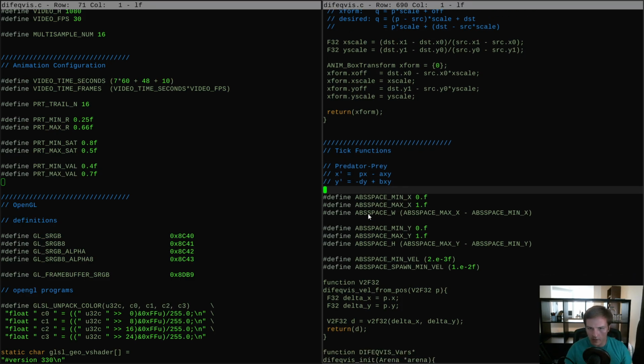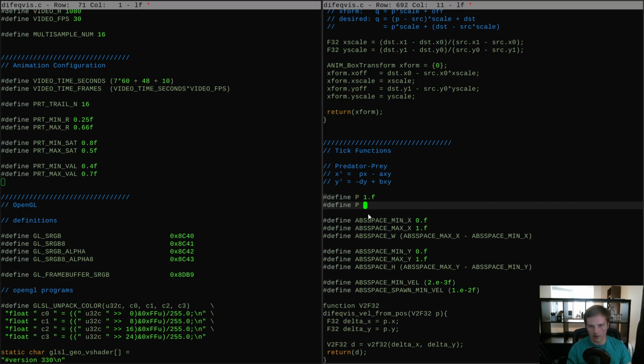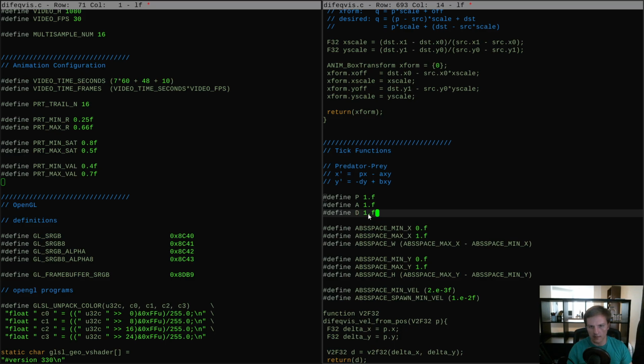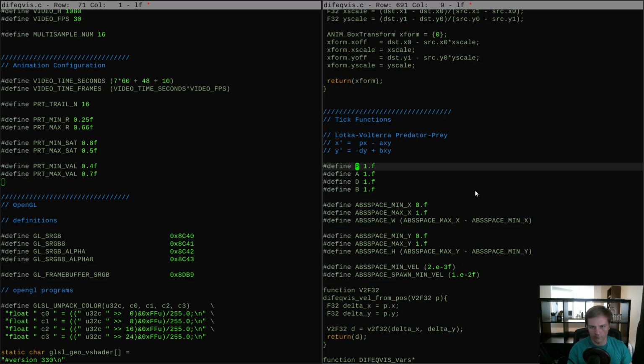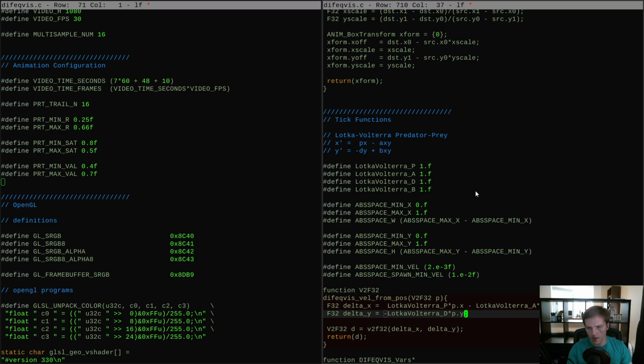Right? So now if I define P, A, D, and B, like this, our delta x and delta y can now be P times P dot x minus A times P dot x times P dot y, and D times P dot y minus B times P dot x times P dot y.